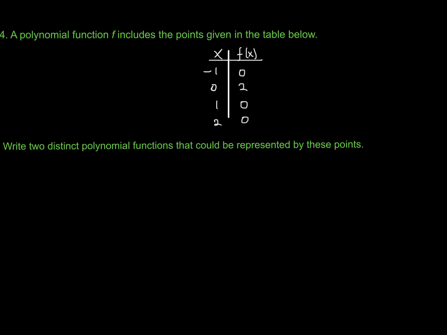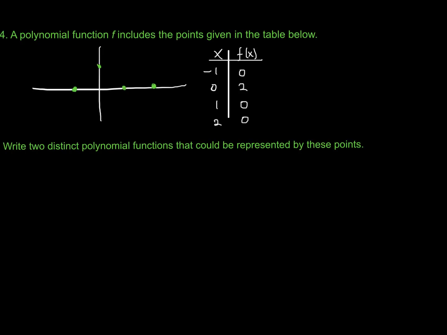One way to think about what that looks like is to sketch a quick graph of the function based on the points we're given. We know when x is equal to -1, the value of the function is 0. When x is 0, the value of the function is 2. When x is 1, the value of the function is 0. And when x is 2, the value of the function is 0.